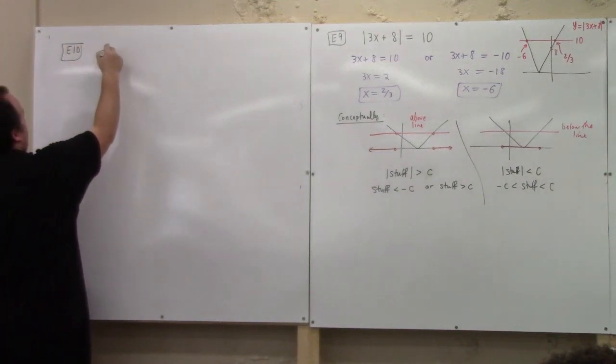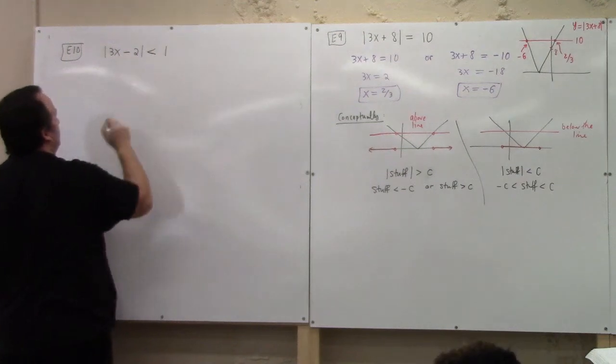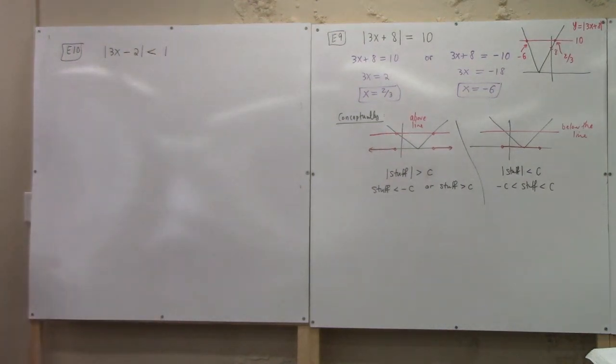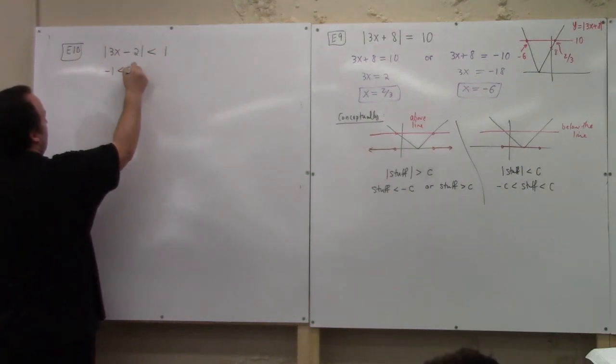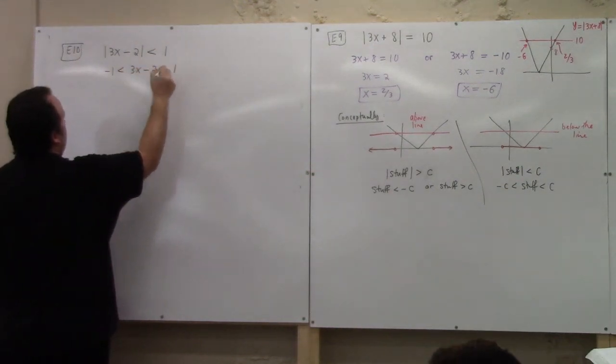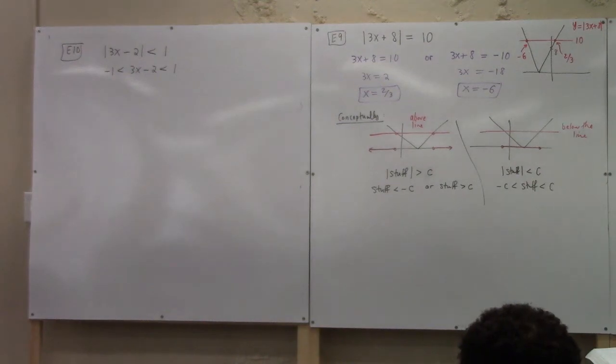So absolute value of 3x minus 2 less than 1. So the way to solve this problem is to understand what that means is minus 1 is less than 3x minus 2 is less than 1. That's all you got to do. A less than absolute value becomes a compound inequality in this way.